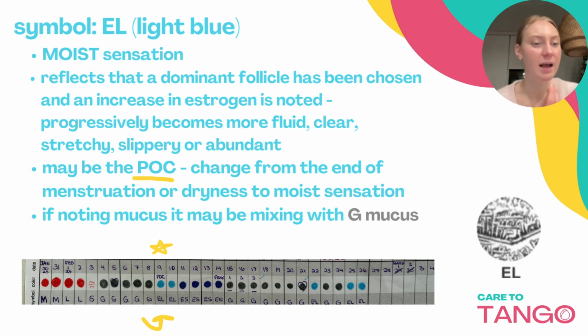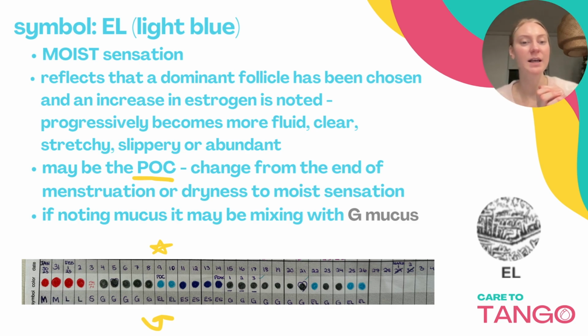So you're not seeing anything, you're not looking at what you're seeing, but you're just noticing that you feel moist down there. So if you are seeing anything, this could be because it is mixing with G mucus. After your period, the residual progesterone from the last cycle can cause the cervix to make that G mucus, which is going to plug it so it can't let any sperm through.